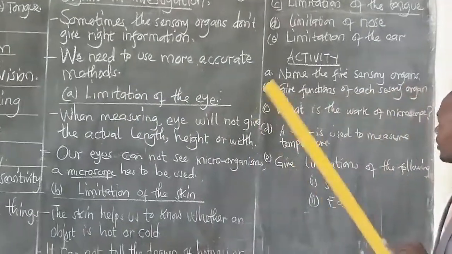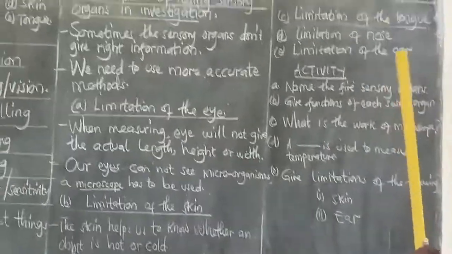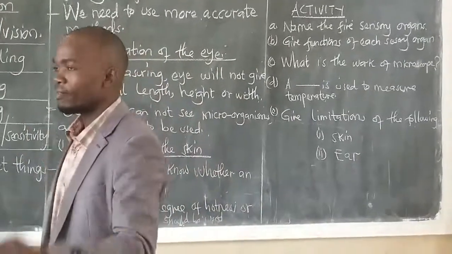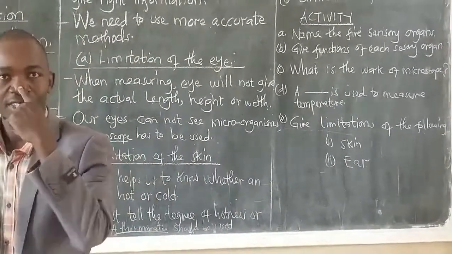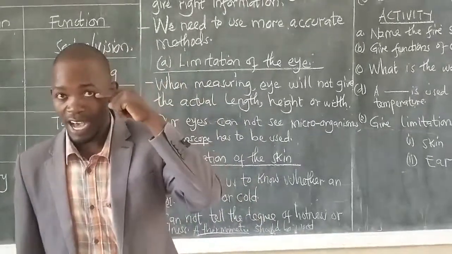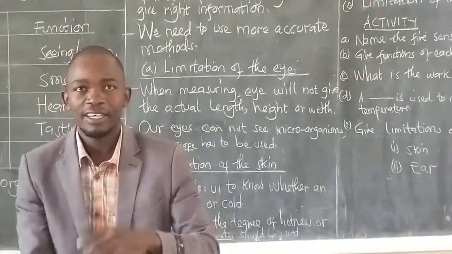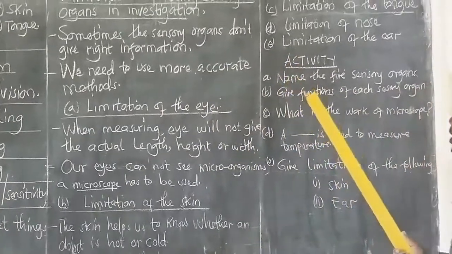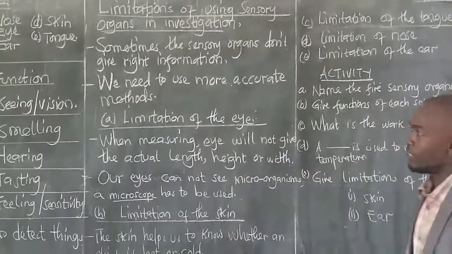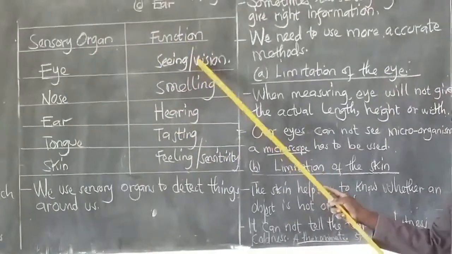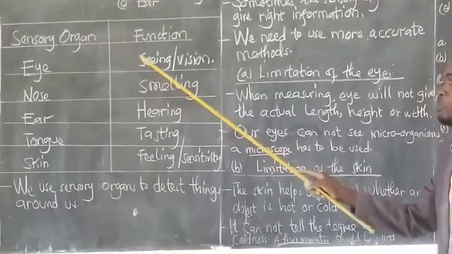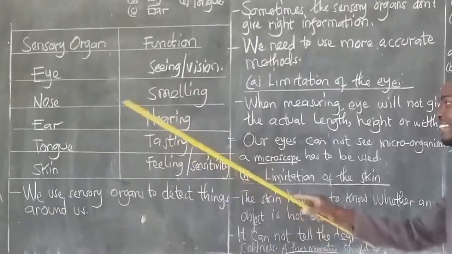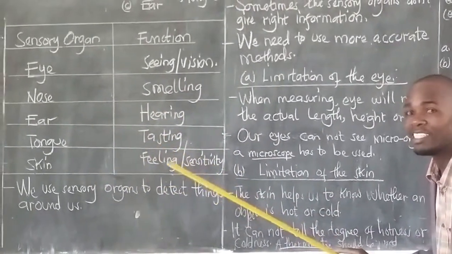There is an activity here. Name the 5 sensory organs. Nose, ear, eye, skin, and tongue. Give functions of each sensory organ. Eye, seeing or vision. Nose, smelling. Ear, hearing. Tongue, tasting. Skin, feeling or sensitivity.